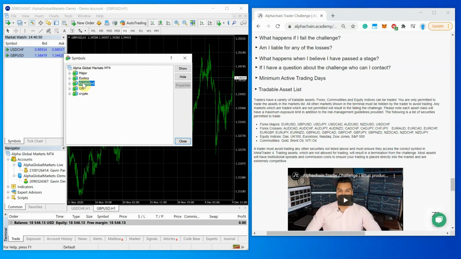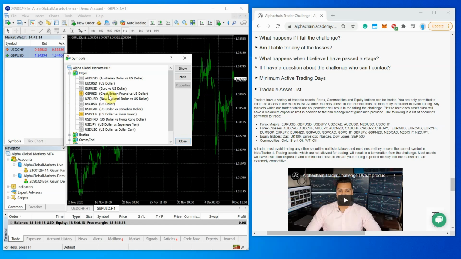Okay, so as you can see, it's broken down into asset classes. Generally anyway, you've got your majors, exotics, commodities, indices, oils, cryptos, right? So on the Trader Challenge, you will not be trading cryptos. So that's one area that you're not going to be trading, okay? If I just open this up, these will be all hidden, all grayed out.